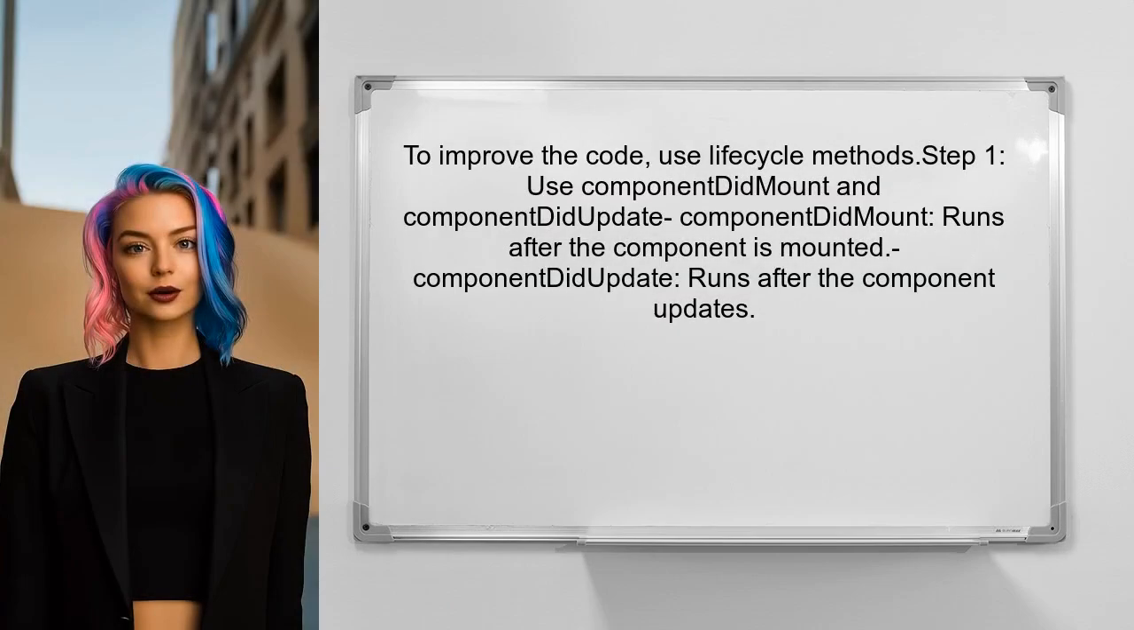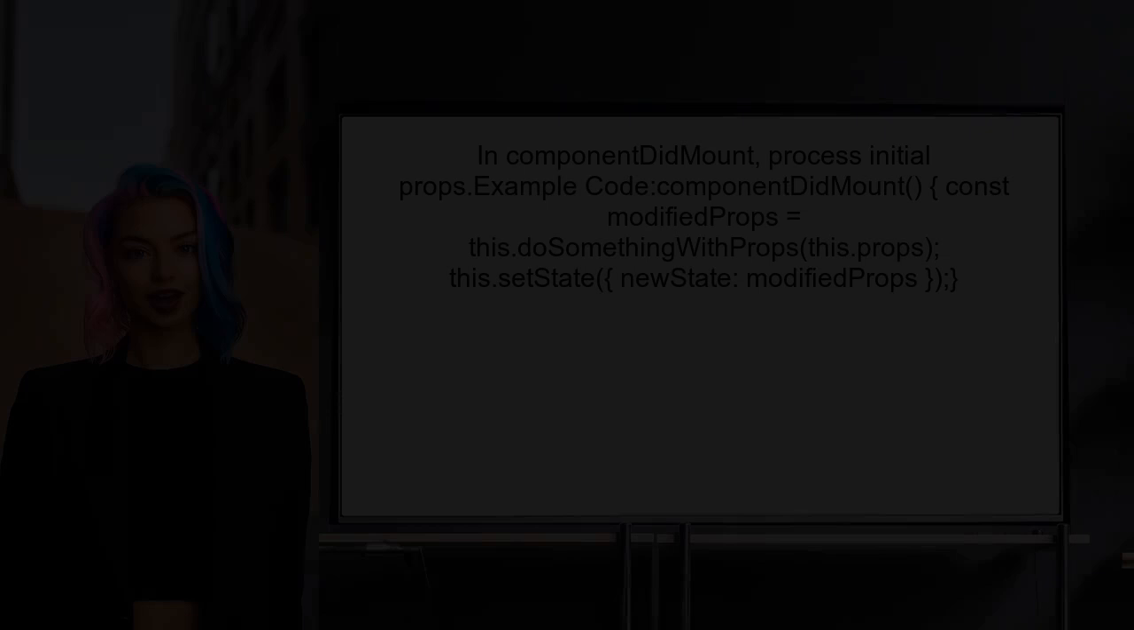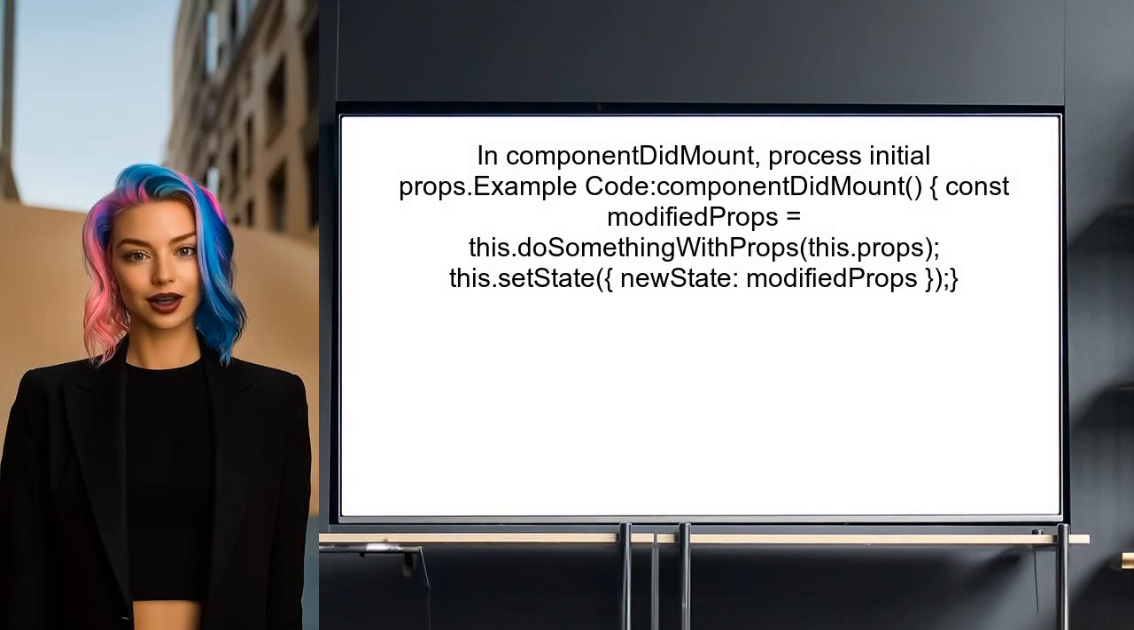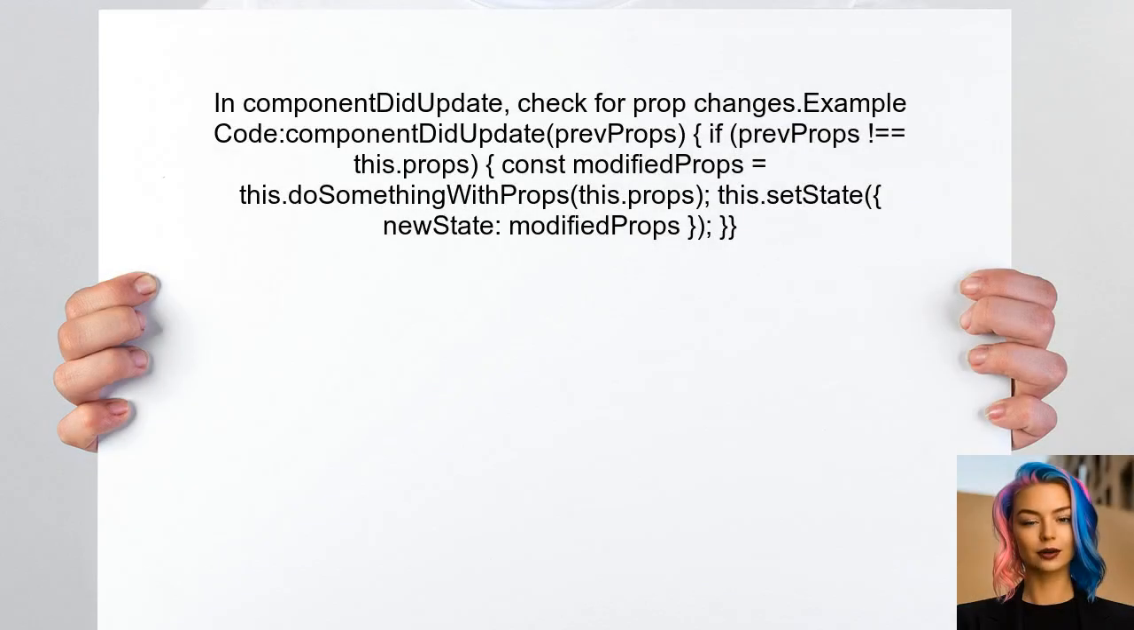To improve the user's code, we can utilize the componentDidMount and componentDidUpdate lifecycle methods. This allows us to handle props processing more efficiently. In the componentDidMount method, the user can process the initial props and set the state accordingly. This eliminates the need for processing in the constructor. Next, in the componentDidUpdate method, the user can check if the props have changed. If they have, they can process the new props and update the state.